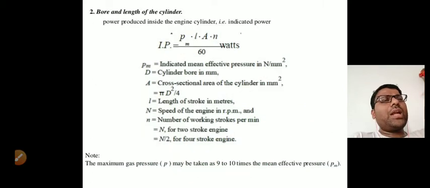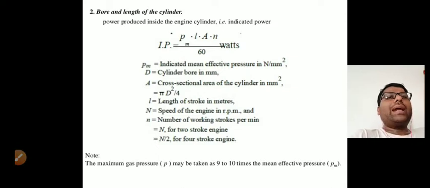Now the second terminology of the cylinder: we have to find the bore and length of the cylinder. Bore means the inside diameter of the cylinder, and length means the stroke length, or the total length of the cylinder. Now how can we find the bore and length of the cylinder? We have to calculate what power is produced inside the cylinder due to the combustion, okay.